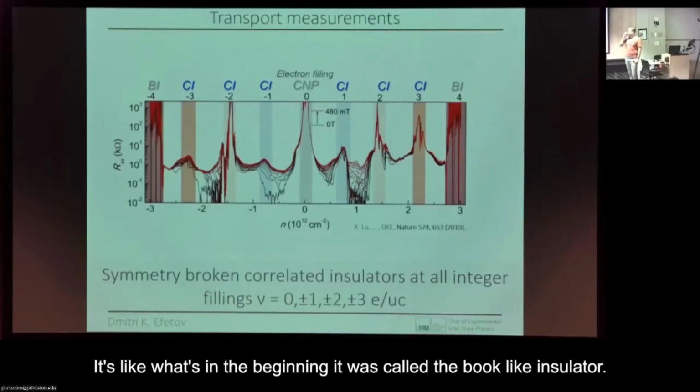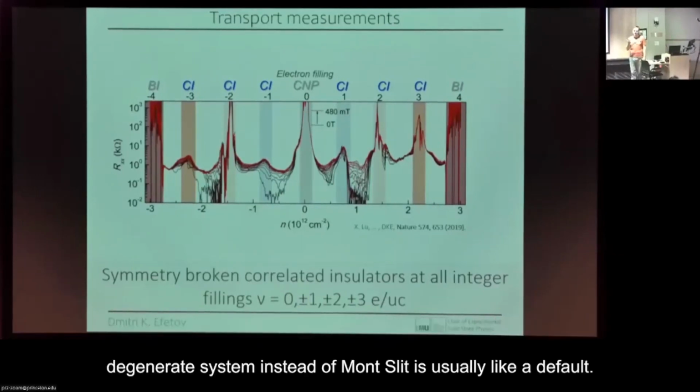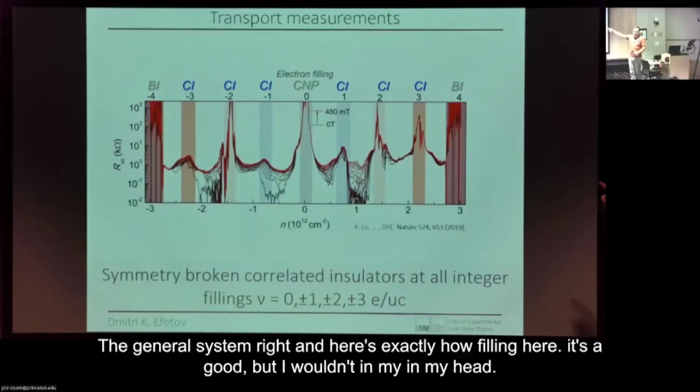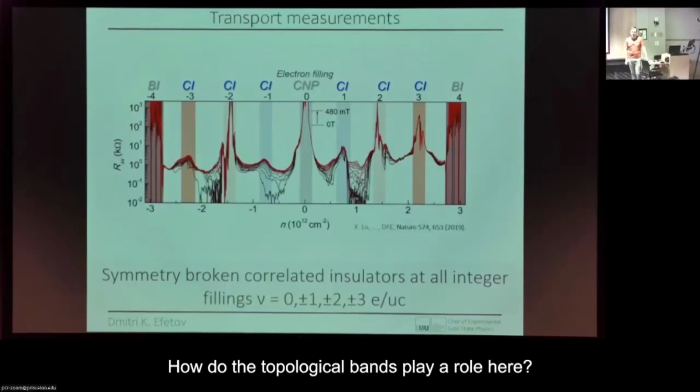In my understanding, it is almost the same as a Mott insulator, except that we have another degree of freedom, the valley. So we have a 4-fold degenerate system, whereas a Mott insulator is usually a 2-fold degenerate system. It appears at exact integer filling, also at quarter filling and 3/4 filling. But in my head, there's no major difference from a Mott insulator here.